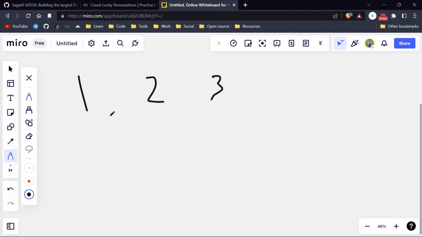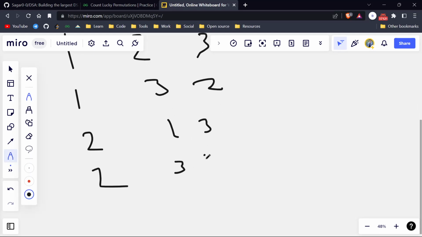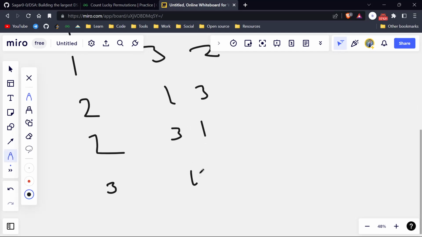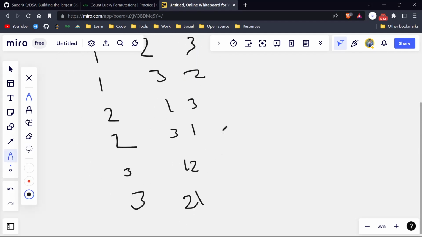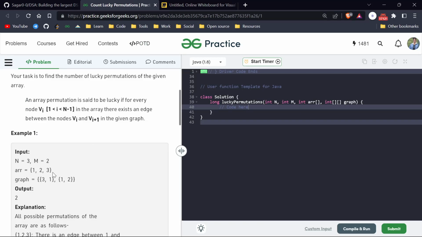So first of all, if this is the input, permutation means we just have to change the order of the values. So first of all, this is 1 2 3, then 1 3 2. So this is a permutation. Okay, and after that we can place 2 here and then 1 3, so 2 1 3, then 2 3 1, and after that 3 1 2 and 3 2 1. So there are a total of 1 2 3 4 5 6 permutations of this input array.